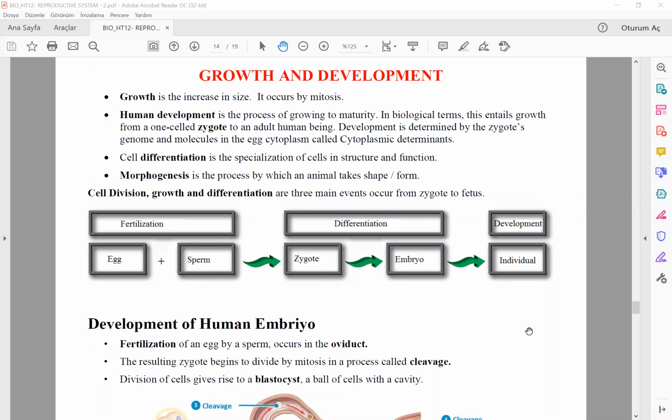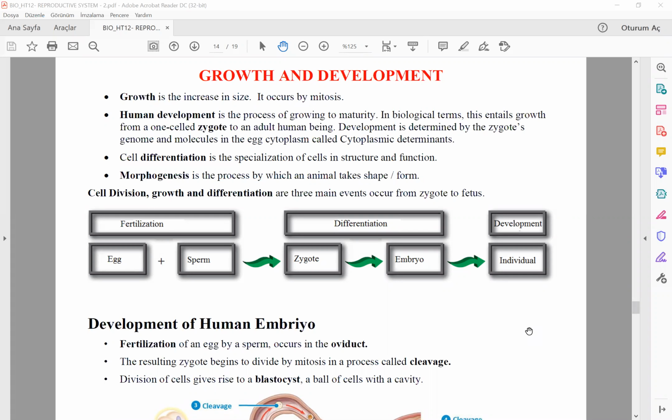Hello again, and this is the last video about the human reproductive system, and also it's about growth and development in the embryologic period. Let me define what growth is. Growth is an increase in size, and growth always occurs with mitosis, because mitosis increases the number of cells without genetic variation. And human development is the process of growing to maturity.